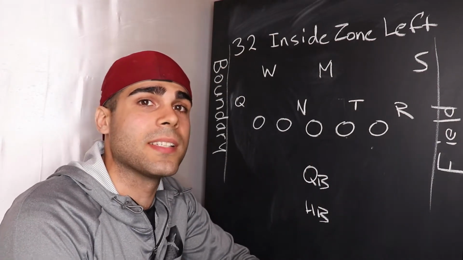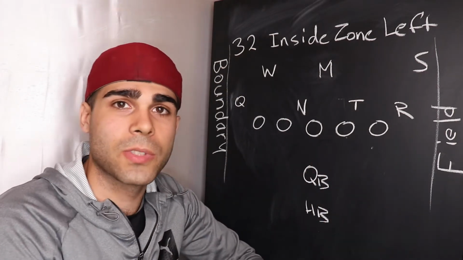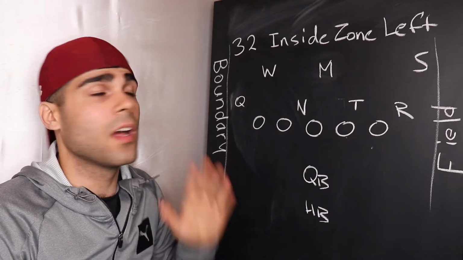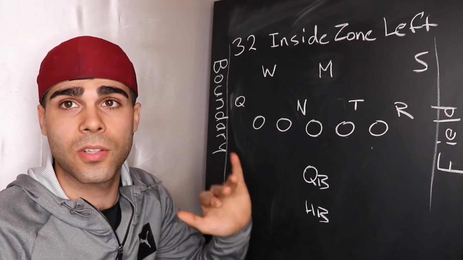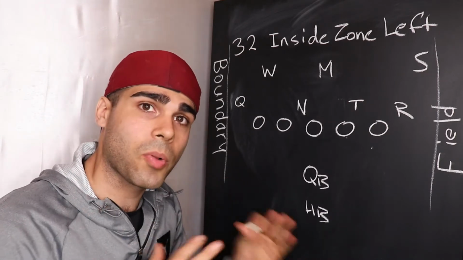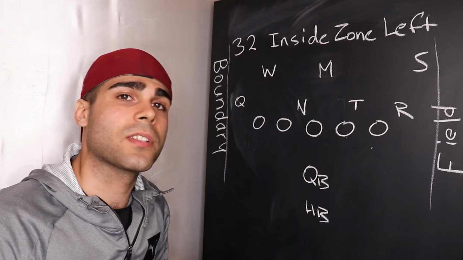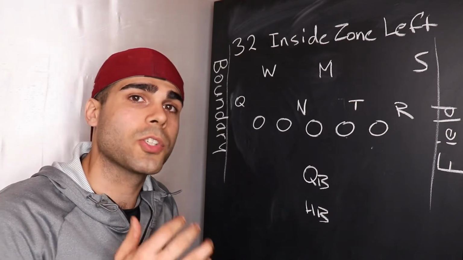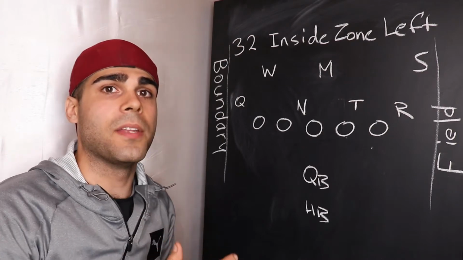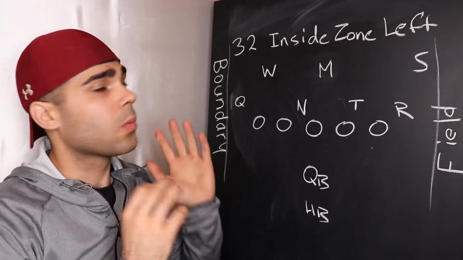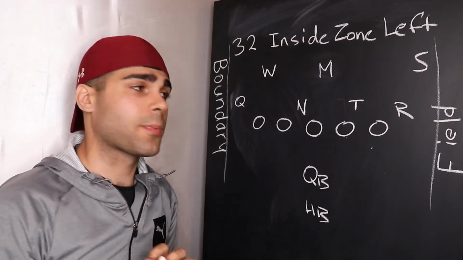Today we're going to be piecing together a whole bunch of stuff that we've been talking about in previous videos. We'll be discussing a 32 inside zone left, just a simple inside run play. This is also going to give us a chance to talk to the running backs and give them an understanding of what choices they have to make to find the open running lane. Okay, so we'll break it down referring back to previous videos as well.